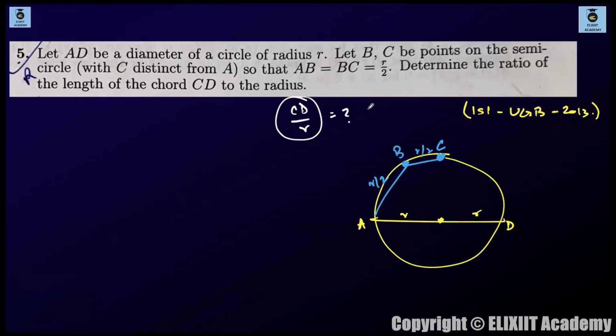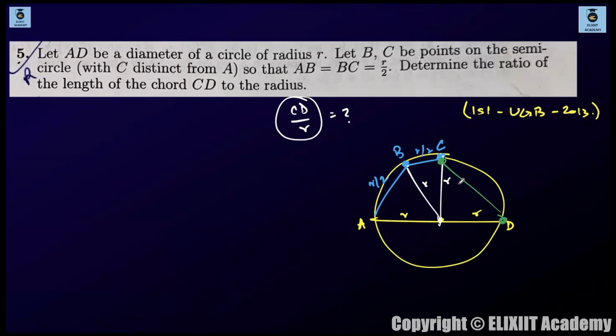Fine. Now the thing is, if this is the radius, so are these. Let's see what we can generate from here. These two are also radius. Target, we have to target this thing, CD by R. We have to target CD. It's a chord, can you see? CD is just a chord of the circle. So we have to target this chord.